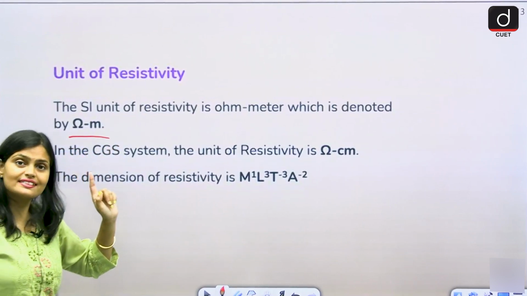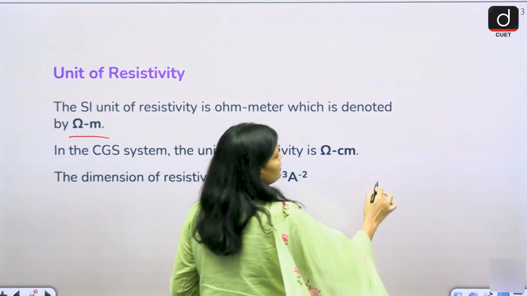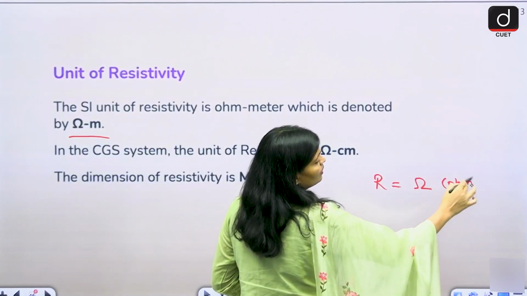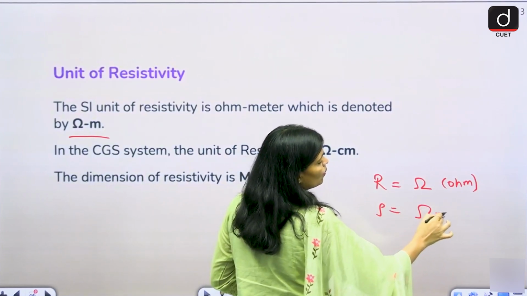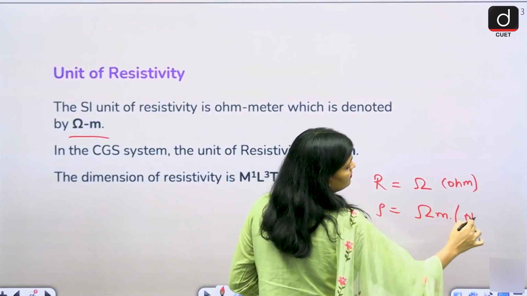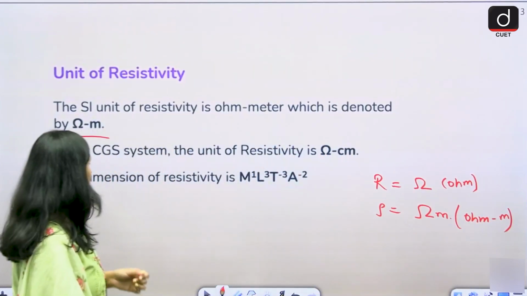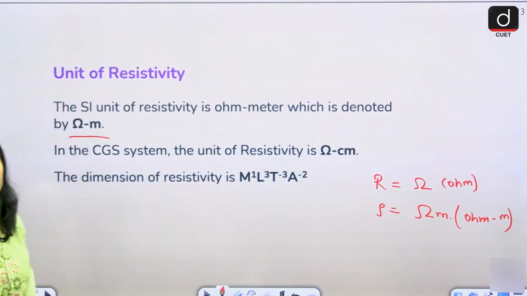Unit of resistance is what? Ohm. What is the unit of resistance? Ohm. Okay. What is the unit of resistivity? Ohm meter. Okay. Ohm meter. Dimension formula M1 L3 T-3 A-2.